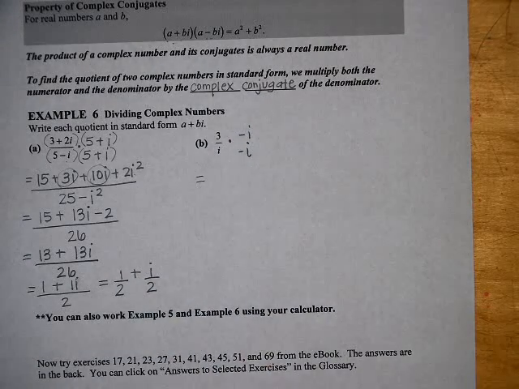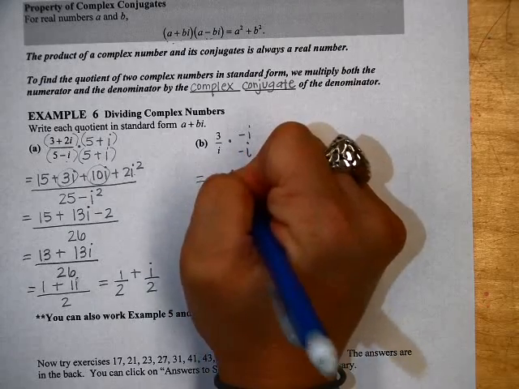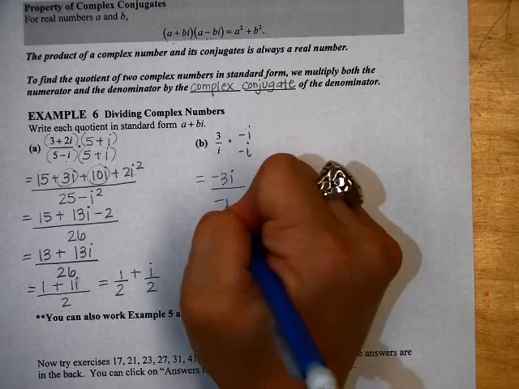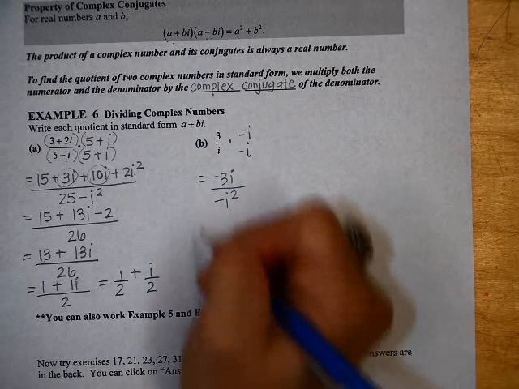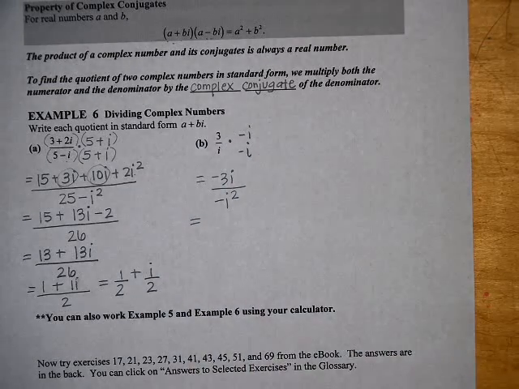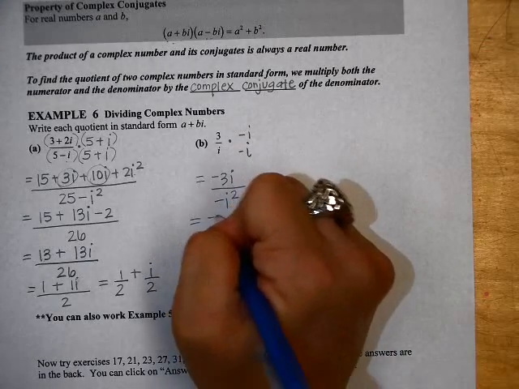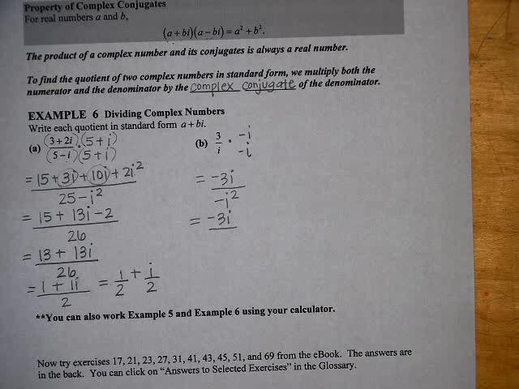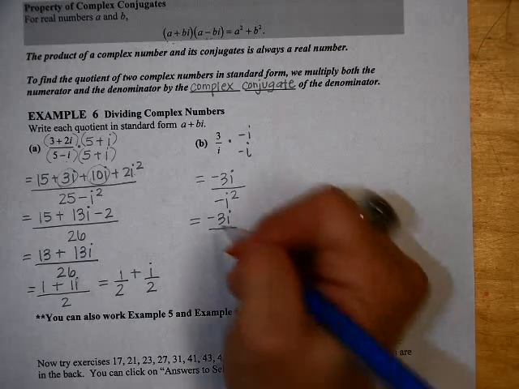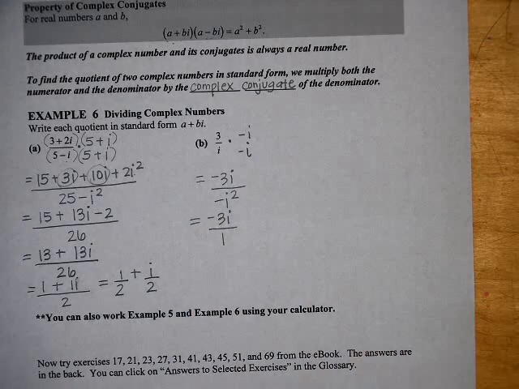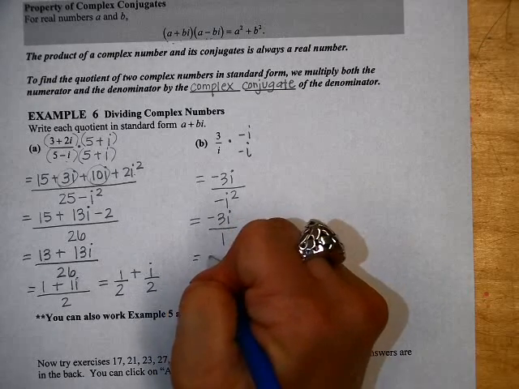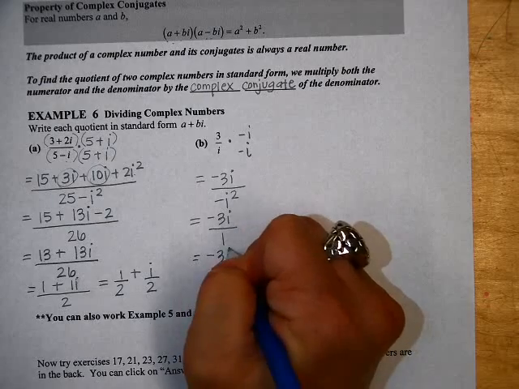So 3 times negative i will be negative 3i. i times negative i will be negative i squared. We cannot simplify the numerator. That will stay negative 3i, but on the bottom, i squared is the same as negative 1. So negative times a negative 1 is a positive 1. Again, we do not have to write that 1 on the bottom, so this is the same as negative 3i.